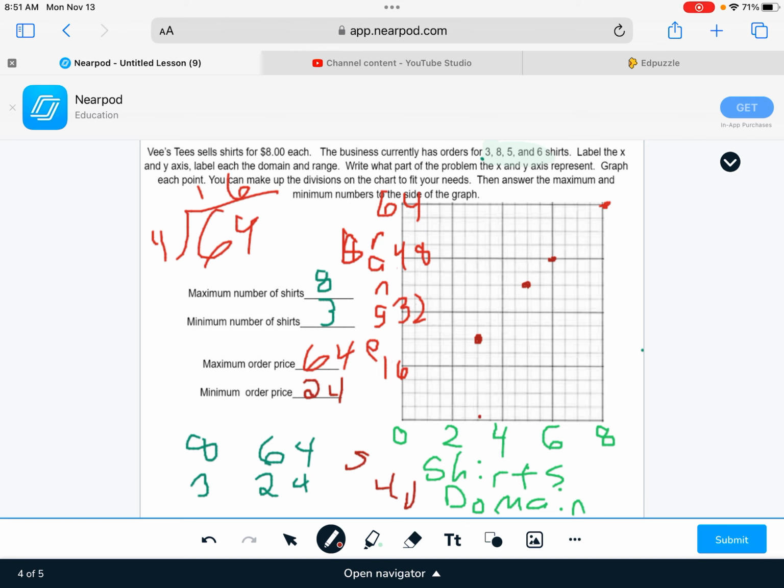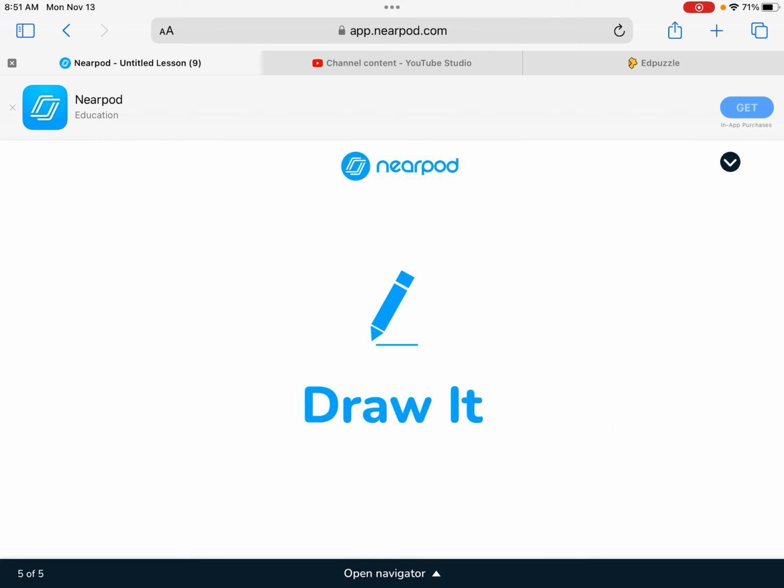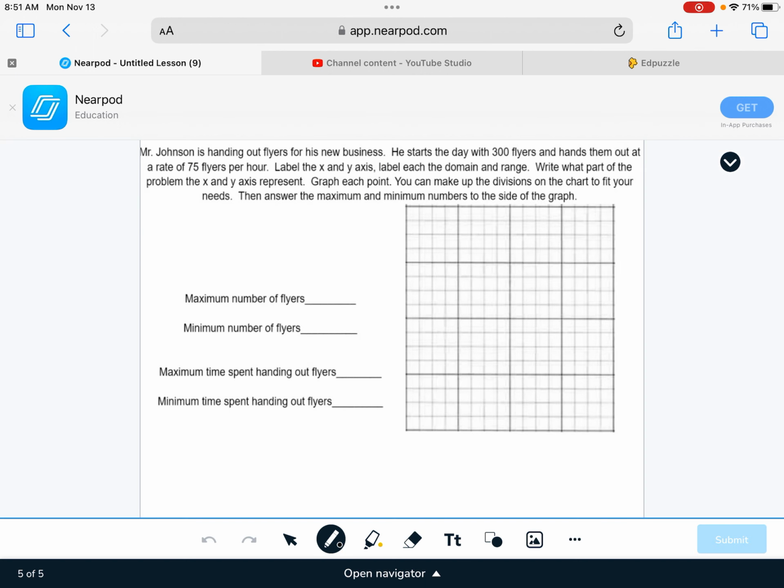This is again, I'm gonna say the word, discrete graph because these dots are not connected. They are separate from each other. I have one more example I'm going to go over with y'all, and I'm going to ask you questions along the way on this, okay?